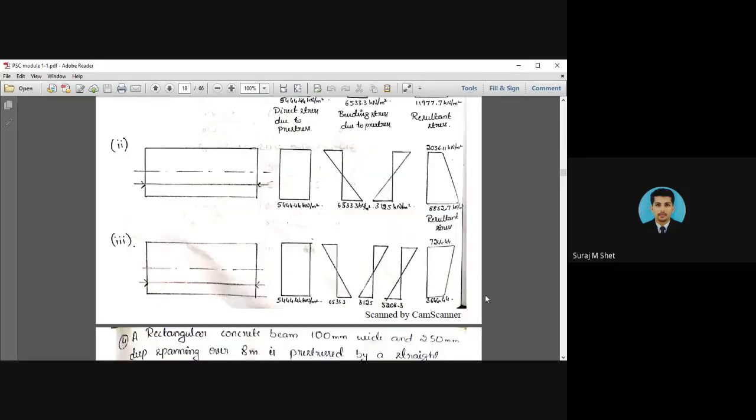And here the last case is P by A. This is the bending stress PE by ZB or ZT, and this is due to live load, and this is due to dead load. Here I am not considering live load because in the second case they asked to find without live load. Got it?